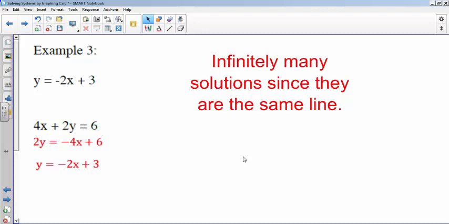I will use "infinitely many solutions" in class. Other sources will use "many solutions." There are many different ways that you'll see that written. So that's our third example.